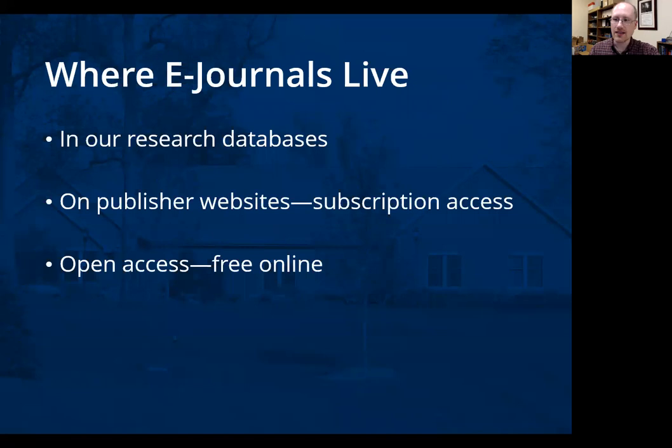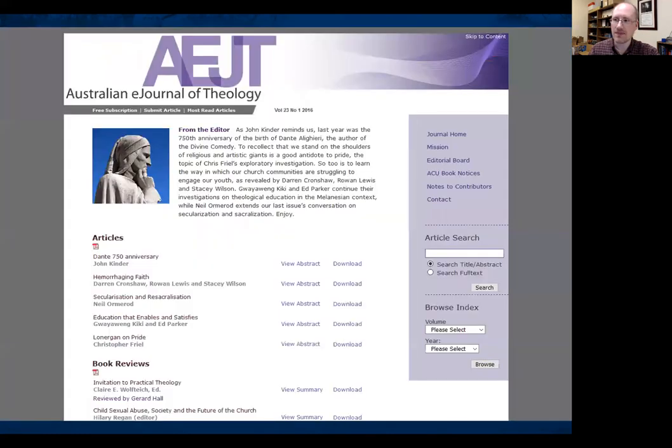And then lastly, there's a growing body of open access journal content that is published for free online by the journal publisher. Here's an example of what that might look like. This will just be for free out on the open web, and anyone can access it, whether they go through the library or not.